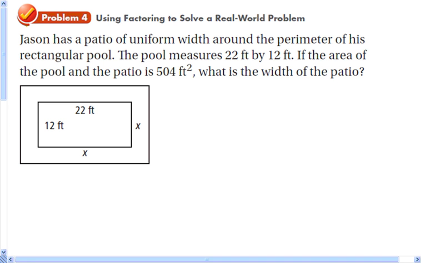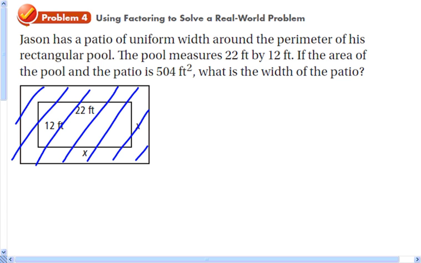All right, another thing we can do is use this idea to solve some problems that we couldn't solve before. Jason has a patio of uniform width around the perimeter of his rectangular pool. The pool measures 22 by 12. The area of the pool and the patio is 504 square feet, so that would be the whole thing. What is the width of the patio?